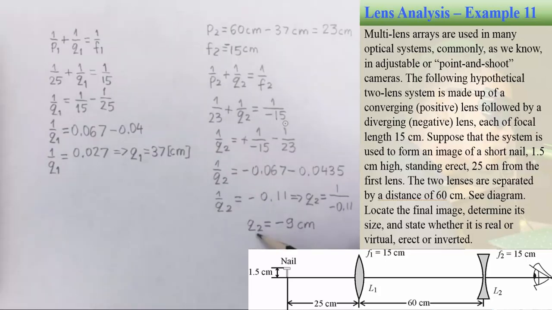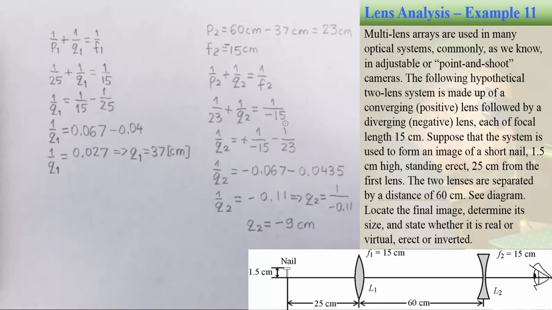Now, the fact that the Q turned out to be negative means that the image that's been formed by the second lens, or our final image, is going to be the virtual image, which is going to be positioned to the left relative to the lens L2. So once more, the final image for this two lens optical system is going to be virtual, meaning it's going to be positioned 9 centimeters in front of the second lens.